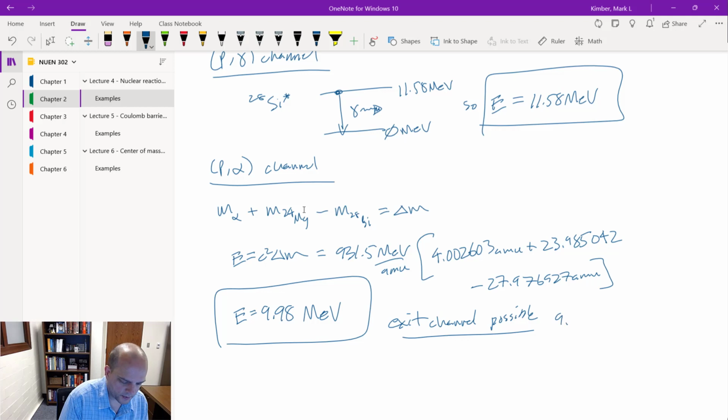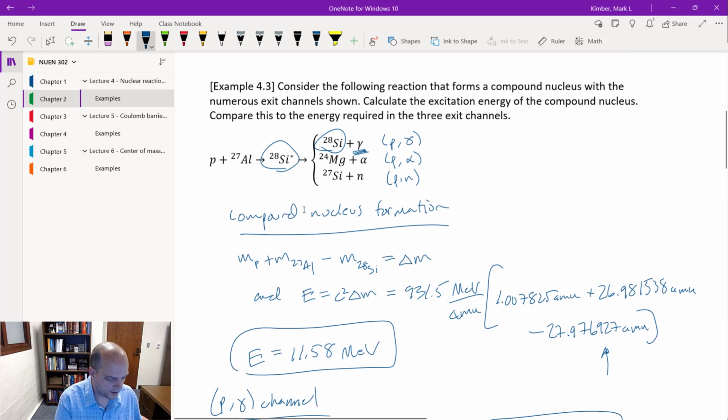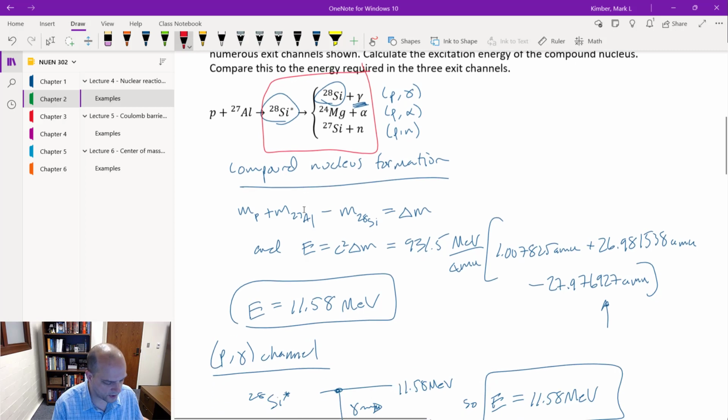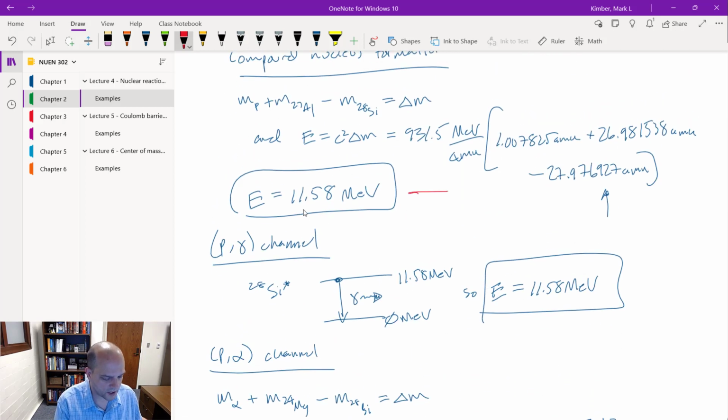And again, the reason why is because 9.98 is less than what I am starting with. And when I say starting with, I'm talking about just this now. I'm looking at just the exit paths. And so what I start with, quote unquote, in that scenario is silicon-28 in an excited state with a surplus of energy of 11.58.